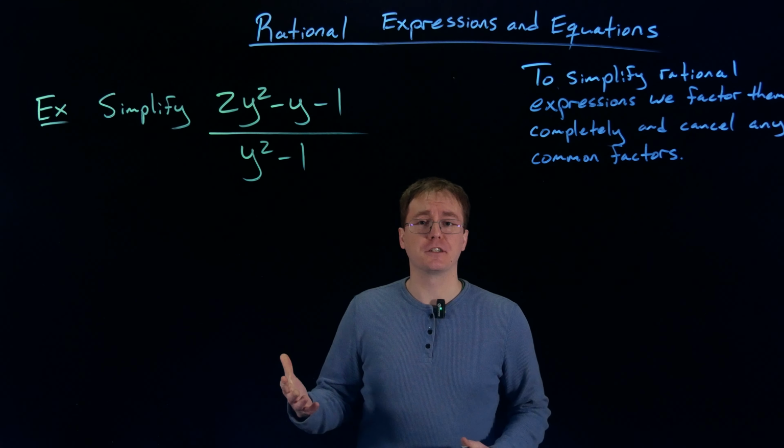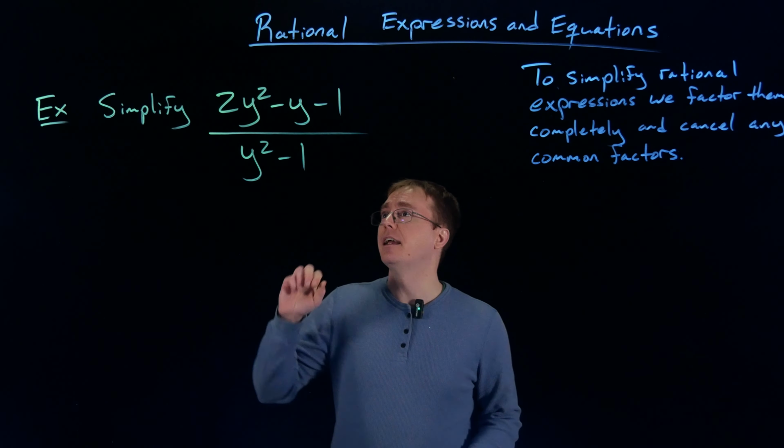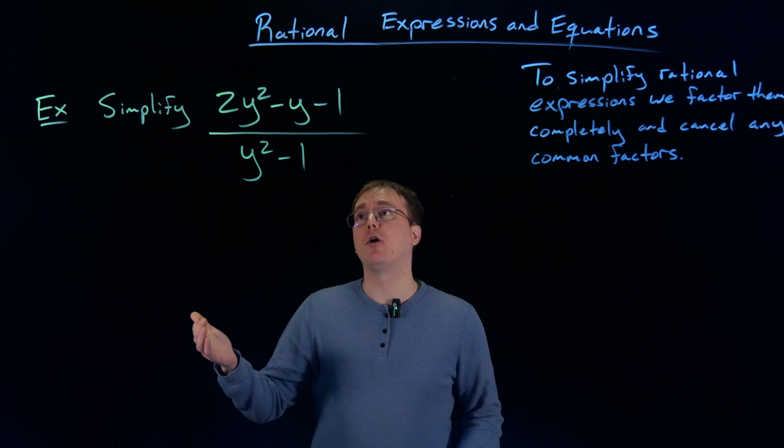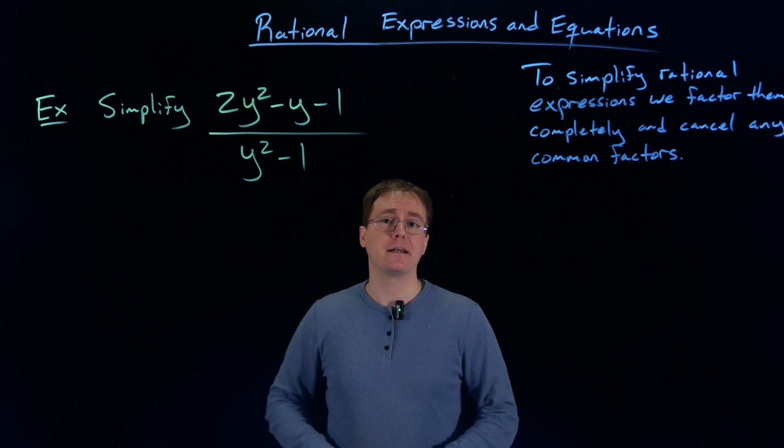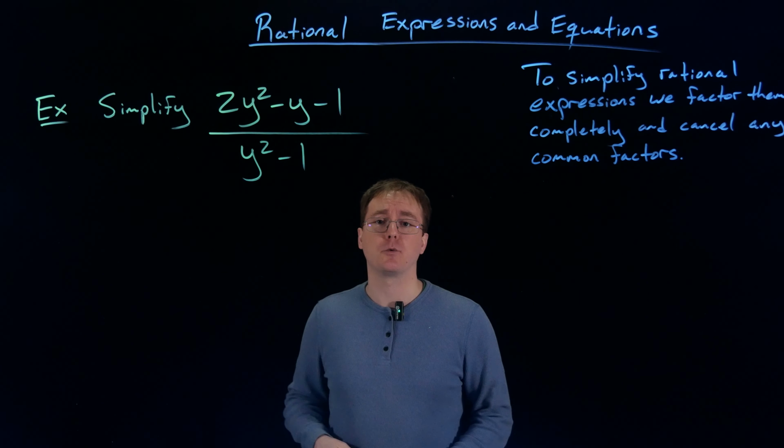All right, let's go ahead and look at another example of simplifying a rational expression. This time it's going to be a little bit more complicated. And so in the numerator, we have the quadratic polynomial 2y squared minus y minus 1. And in the denominator, we have the quadratic just y squared minus 1.